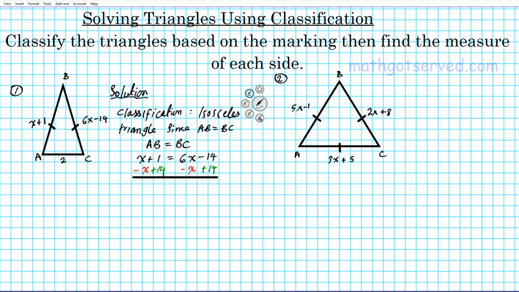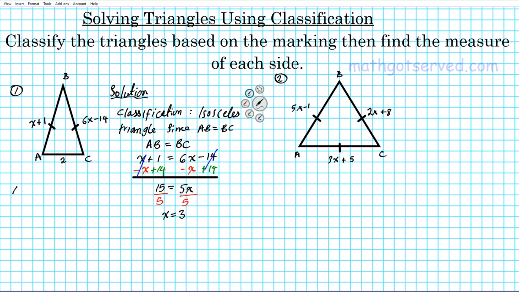On the left side, x minus x cancels out. On the right side, minus 14 plus 14 adds up to 0. So on the left side, we have 15 is equal to 6x minus x, 5x. To get x by itself, we divide both sides by 5. That's the inverse of multiplication. And then we have x equals 3.